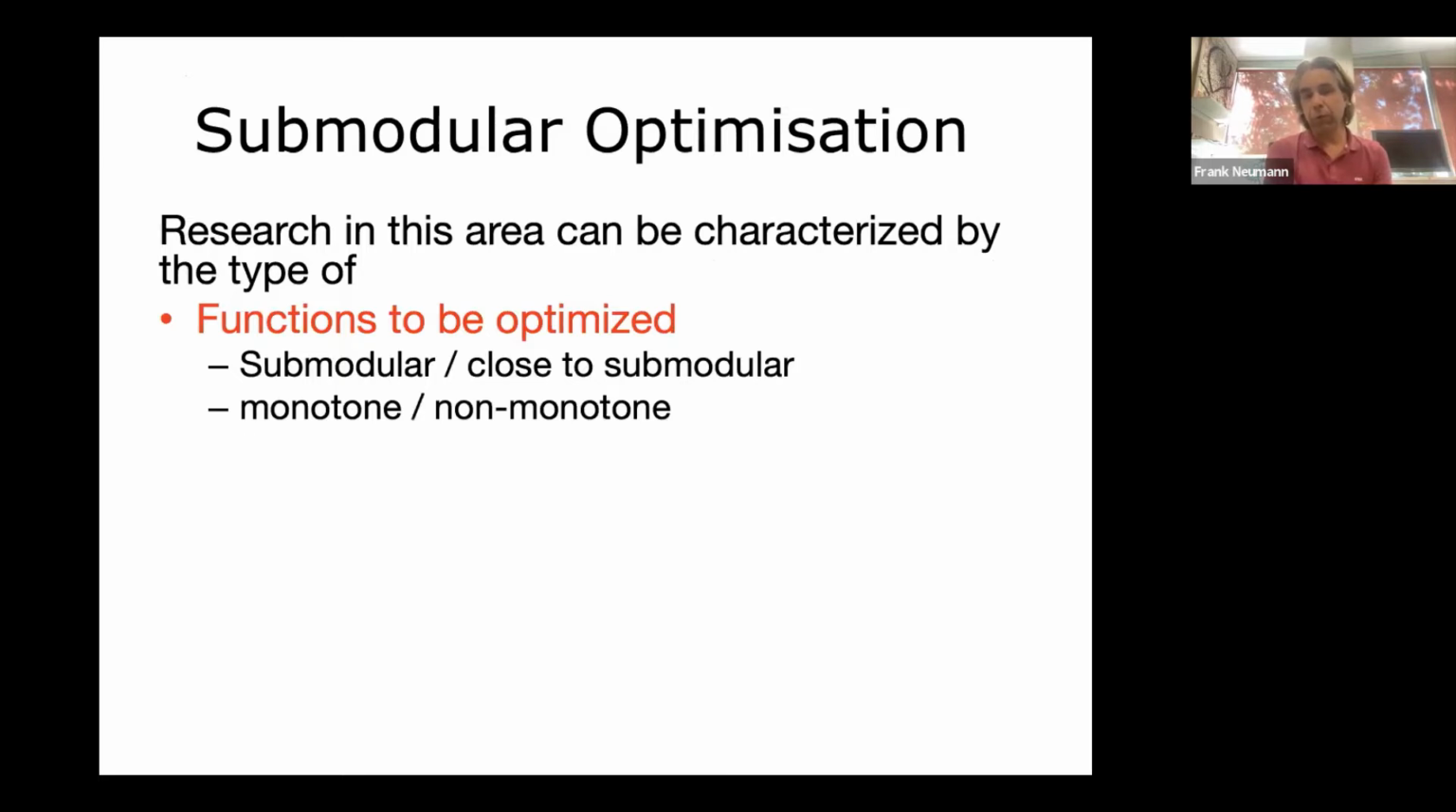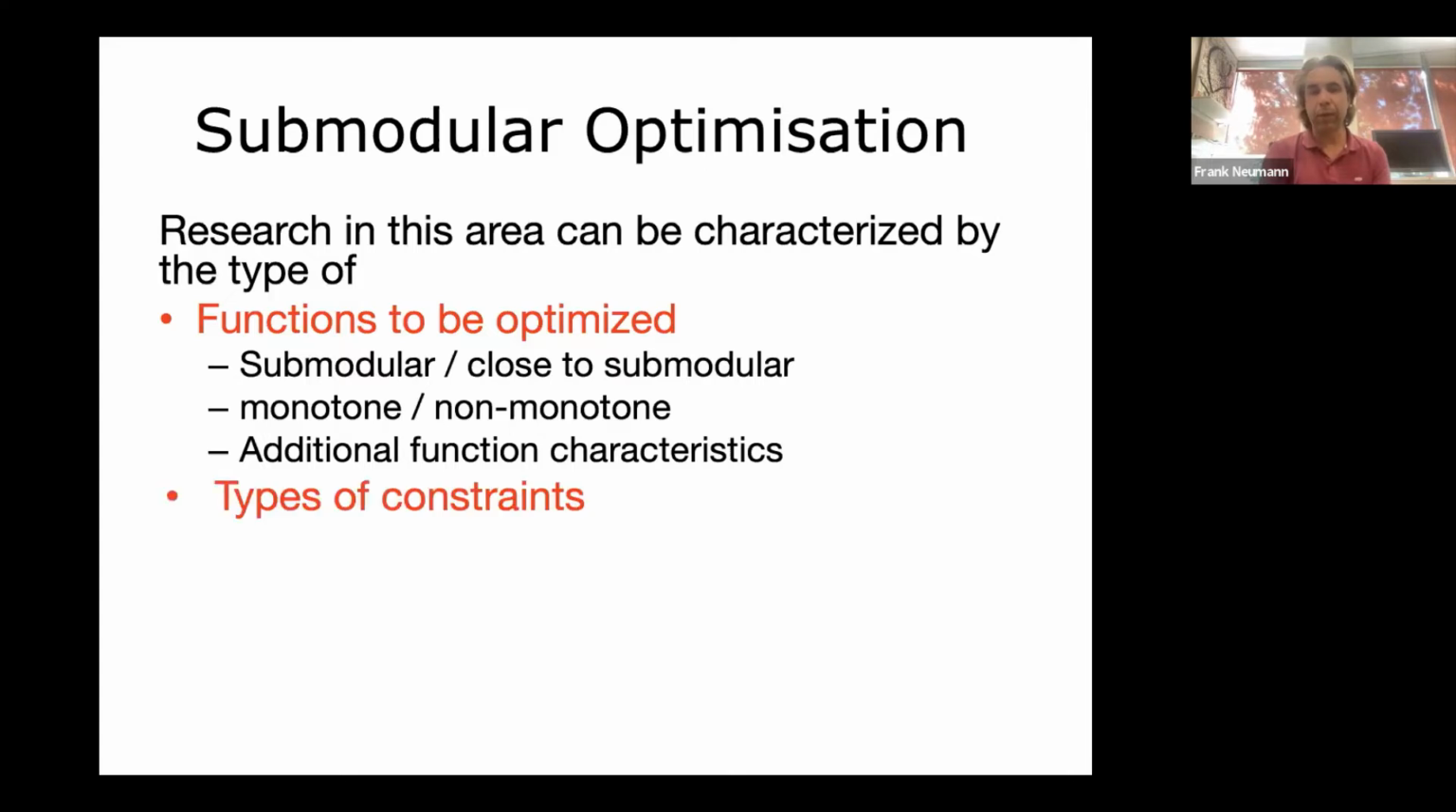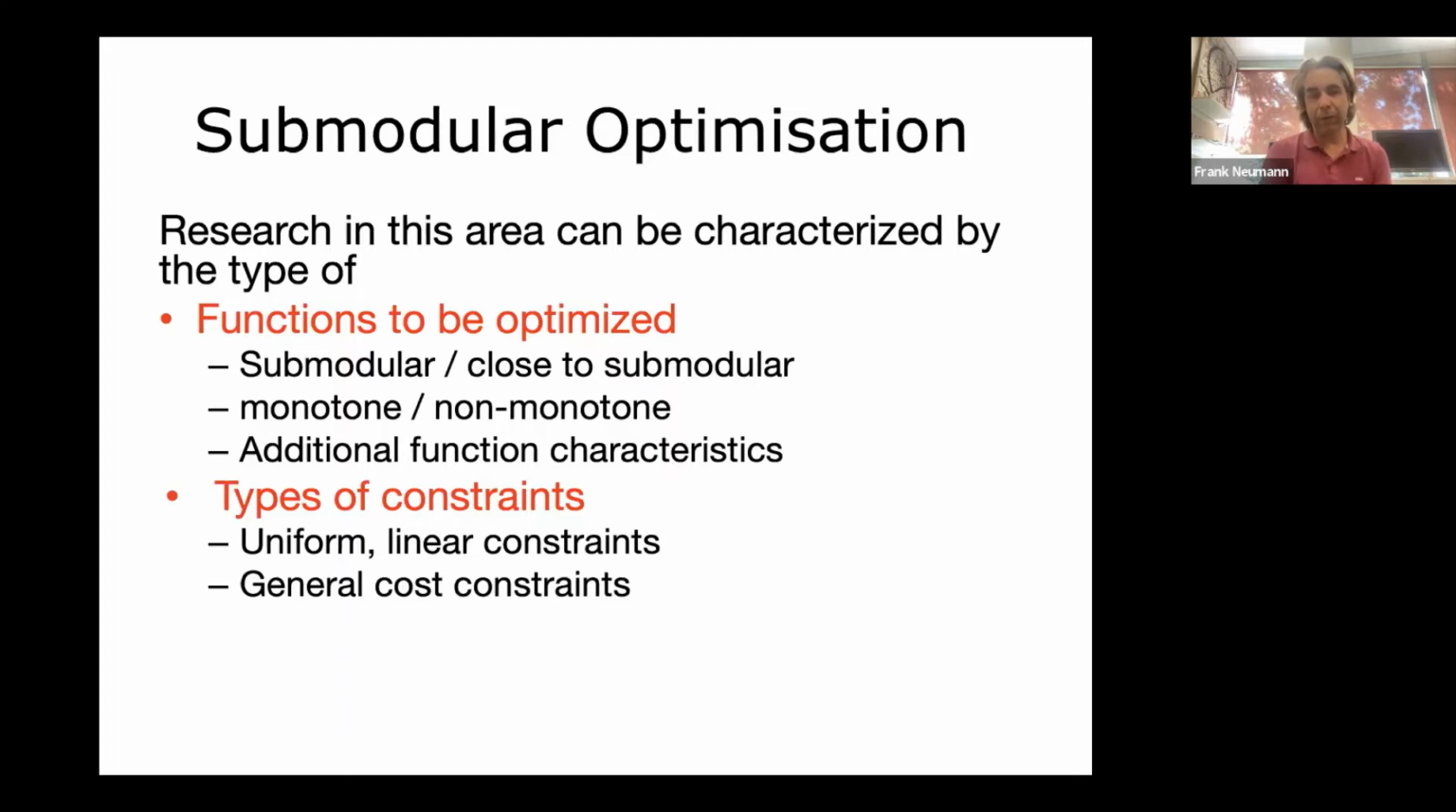Is your function monotone or is it non-monotone? And you can take into account additional function characteristics that would then influence how well you can approximate essentially the problems. And in connection with your function that you want to optimize comes the types of constraints that you consider. So we can look into the uniform constraint as a simple thing, where you can select at most K elements. You can look into linear constraints like you have for the knapsack problem.